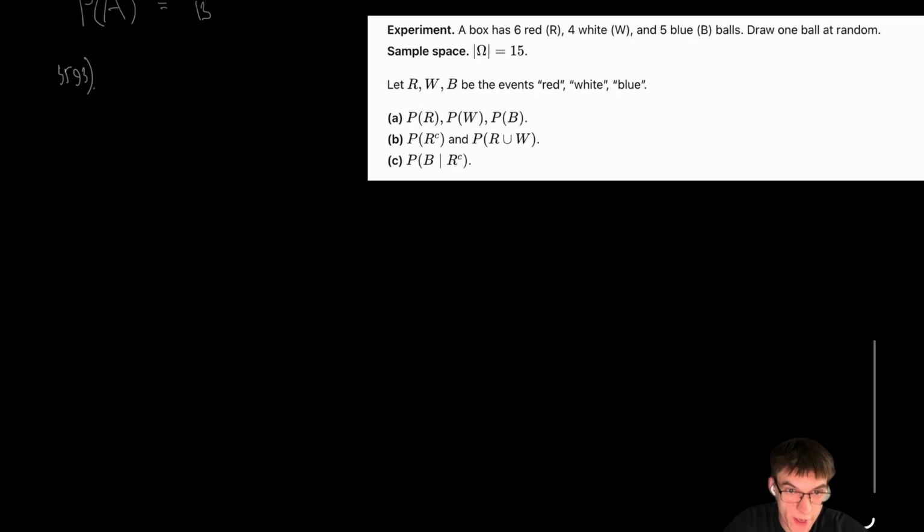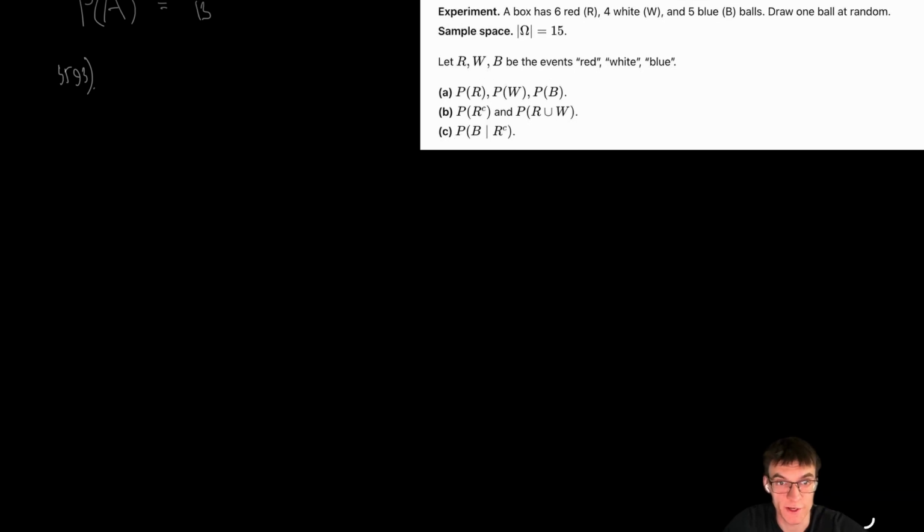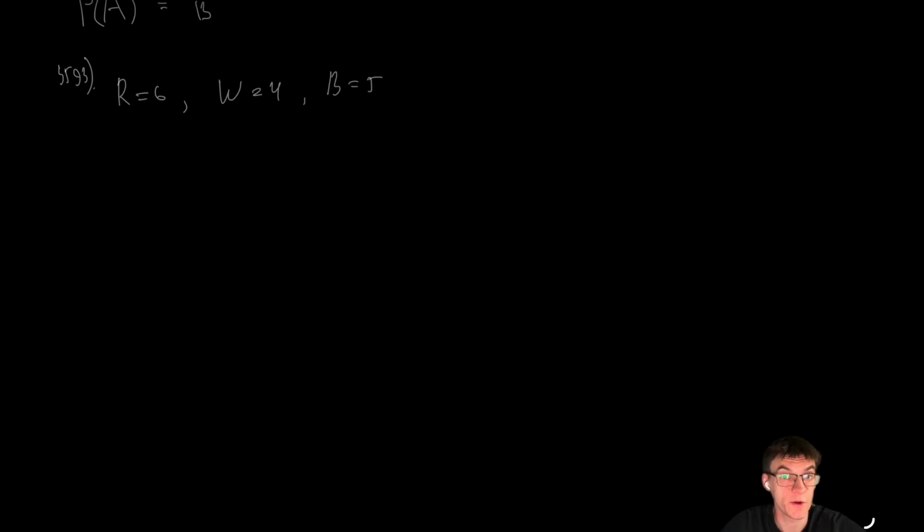So in this problem, we have a box of balls. We have 6 red balls, 4 white balls, and 5 blue balls, and we're drawing one ball at random. The size of our sample space is given to be 15. So what does this problem ask us to do? Well, it asks us to calculate the following probabilities.